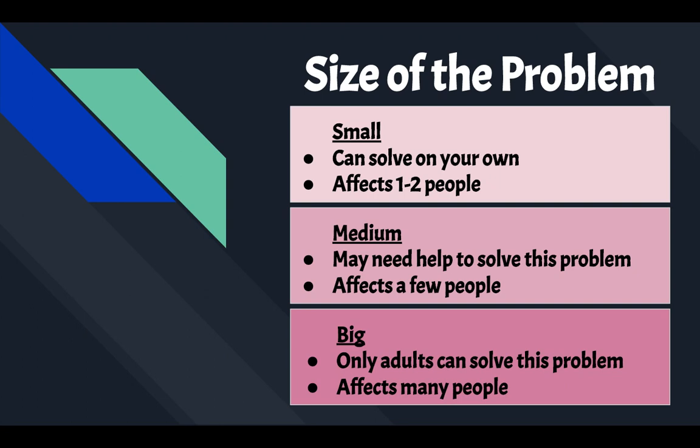And then finally, a big problem is what I like to say, that disaster problem. These are problems like deaths, fires, hurricanes, tornadoes. This is going to affect many people, and these are things that only adults can solve. Only adults can solve issues like this. I think in my first week video, we talked about how a big problem right now is coronavirus or COVID-19. That is a big problem. Those are things that only adults are solving right now.